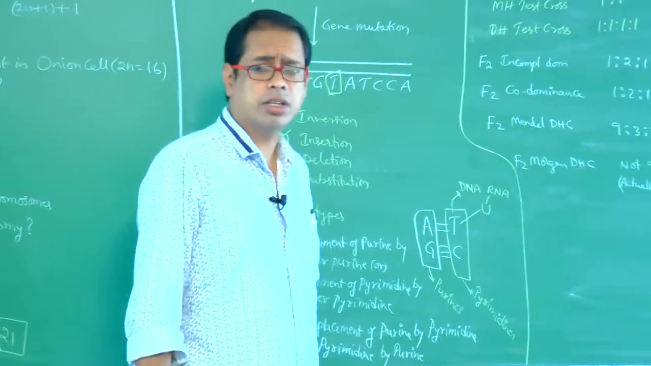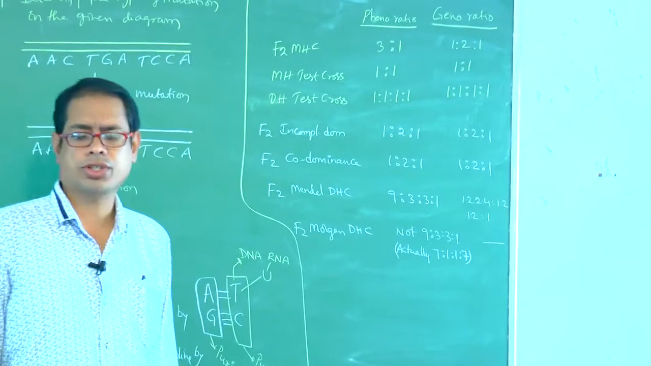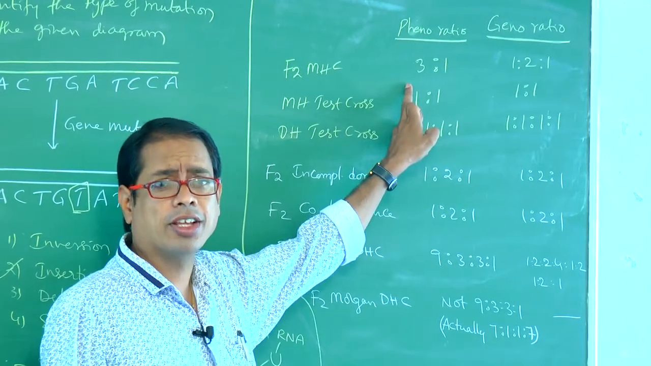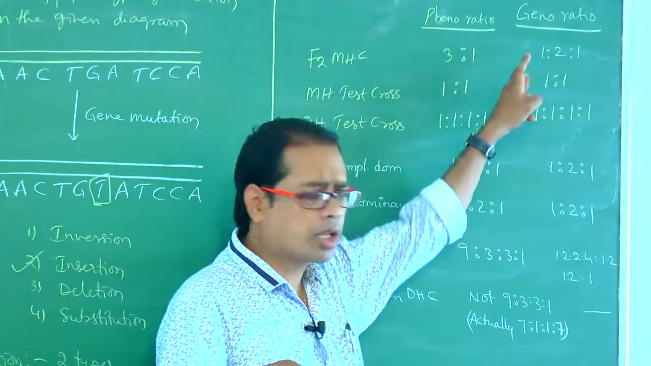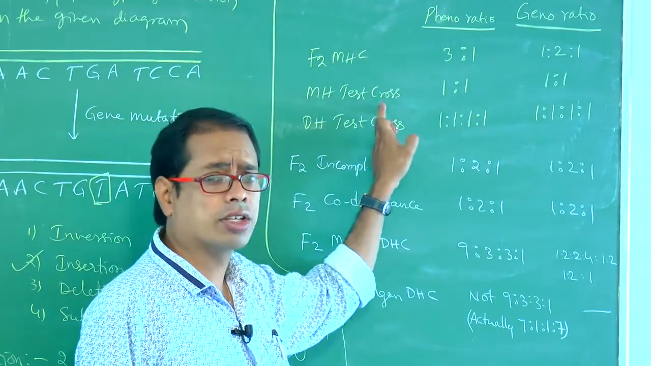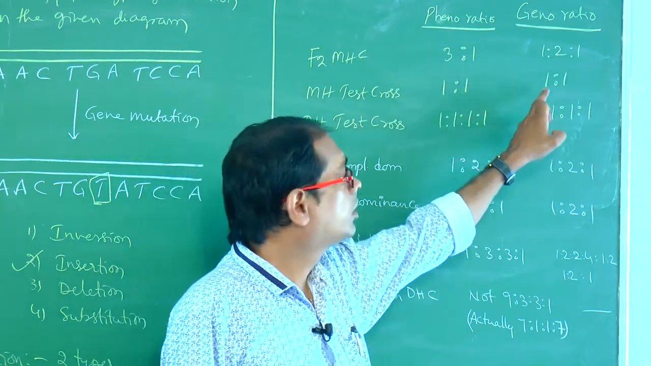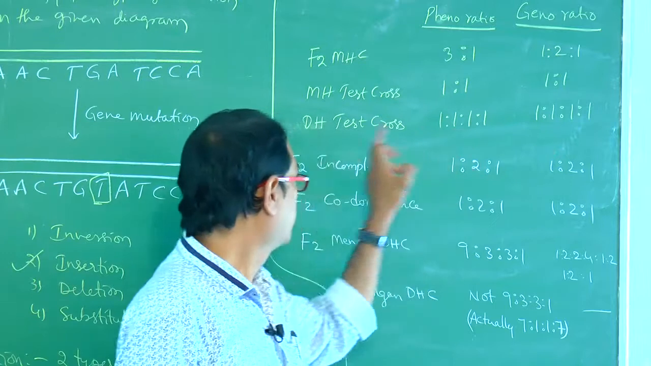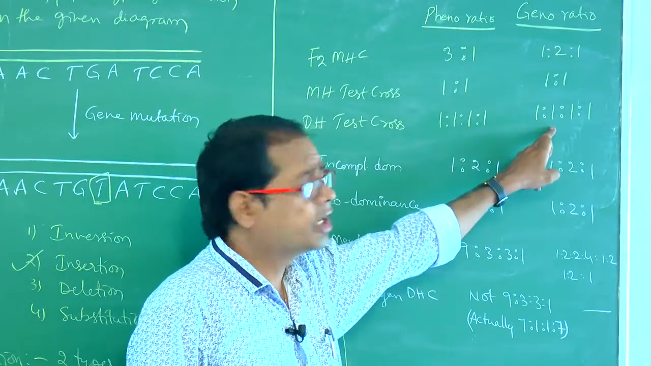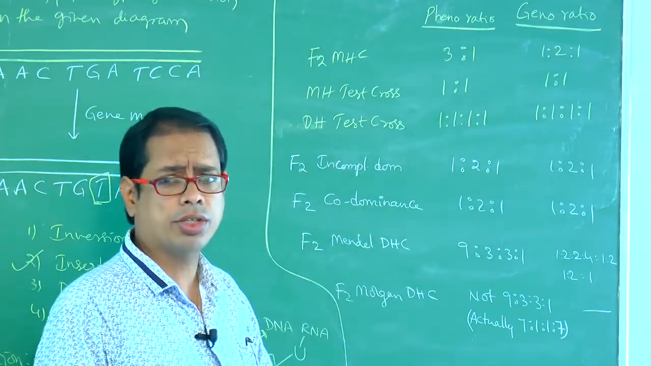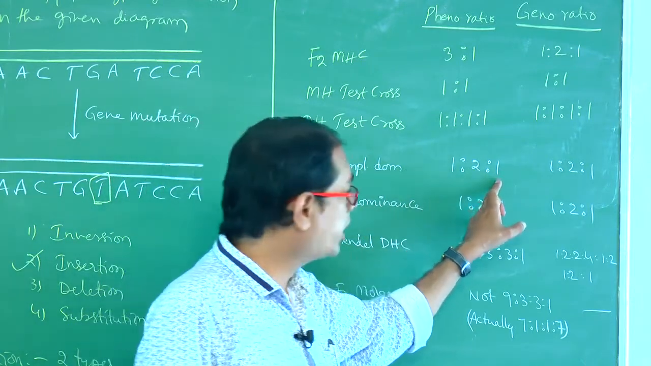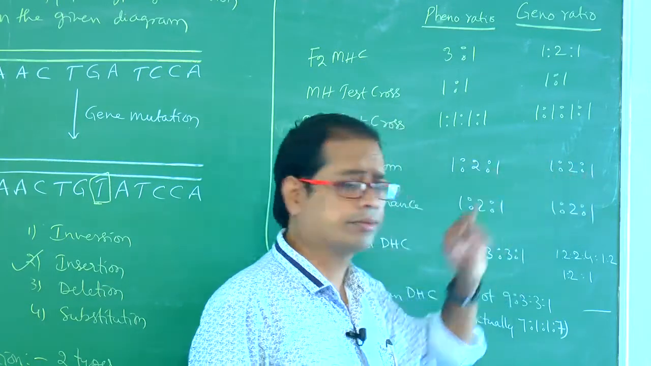Next, what we have discussed, that entire genetics, I would recall the ratios. F2 monohybrid cross, phenotypic ratio is 3:1. Genotypic ratio is 1:2:1. Monohybrid test cross 1:1. Genotypic ratio 1:1. Dihybrid test cross 1:1:1:1. Same genotypic ratio 1:1:1:1. F2 incomplete dominance 1:2:1. Genotypic ratio also same 1:2:1.